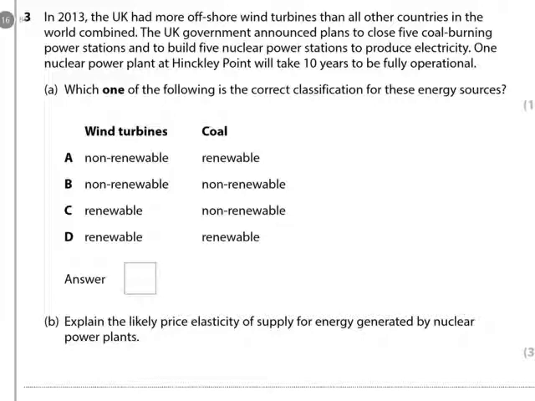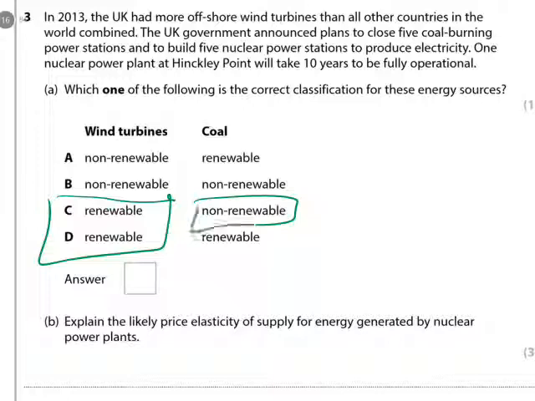In 2013, the UK had more offshore wind turbines than all other countries in the world combined. The UK government announced plans to close 5 coal-burning power stations and build 5 nuclear power stations to produce electricity. One nuclear power plant at Hinkley Point will take 10 years to be fully operational. Which of the following is correct classification for these energy sources? So wind turbines are renewable. So it's one of those two. Coal turbines, non-renewable. We've got our answer C there.